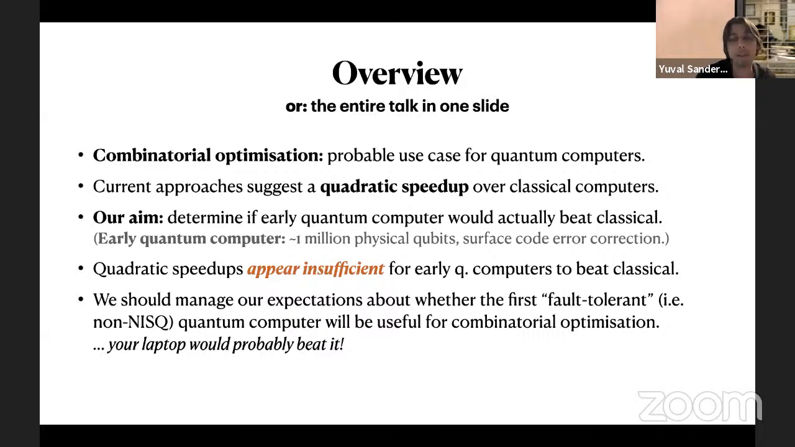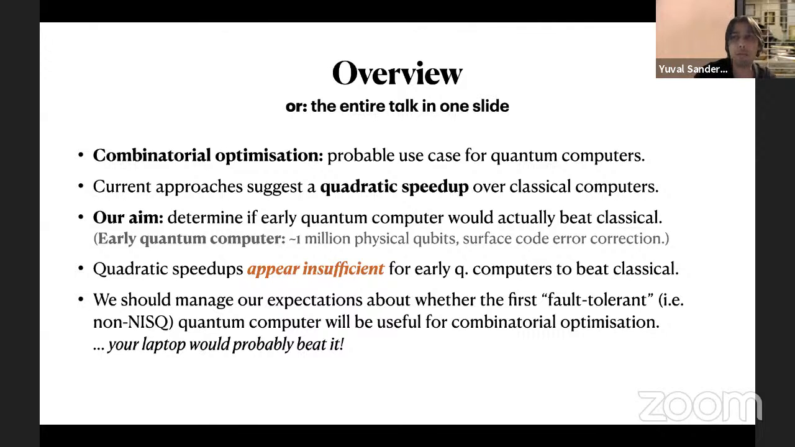I have a list of caveats to give, but the takeaway message that I would offer for this is to say that we should manage our expectations about whether the first, well, what Google would call the first fault-tolerant quantum computer, so for the purposes of this talk, I mean a non-NISQ quantum computer, we should just manage our expectations about how useful this first quantum computer would really be for combinatorial optimization.